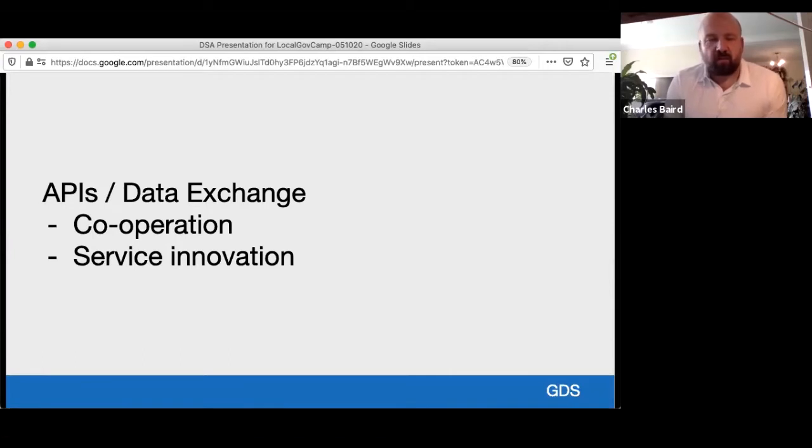We recognize that not every organization has the resource to be rolling out APIs. We recognize that not every organization is in a position to be doing that. We think that most organizations across government could probably make use of APIs.